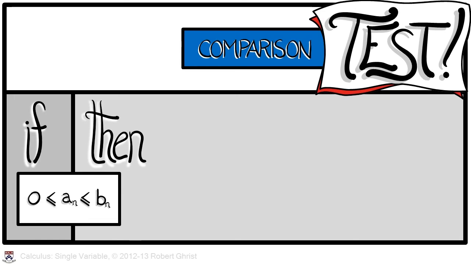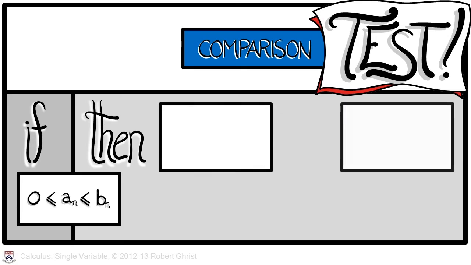Both are positive, and the b sub n's are bigger than the a sub n's. If this is true, then what can you say about the series? Well, if b sub n is bigger than or equal to a sub n, then the sum of the b sub n's is bigger than or equal to the sum of the a sub n's. That much is clear. But what can we say about convergence or divergence?